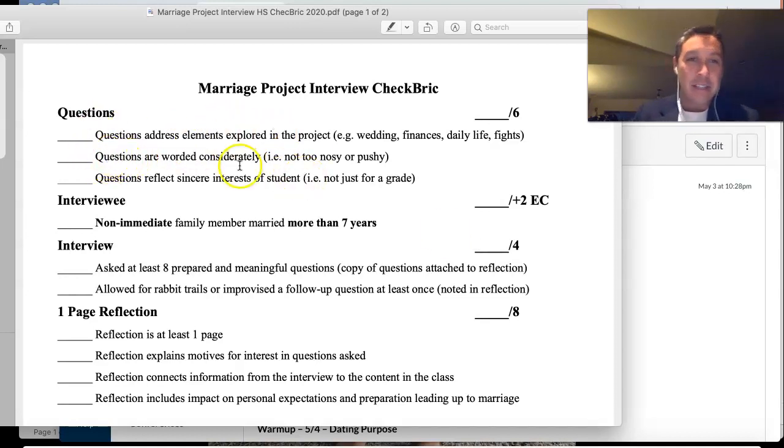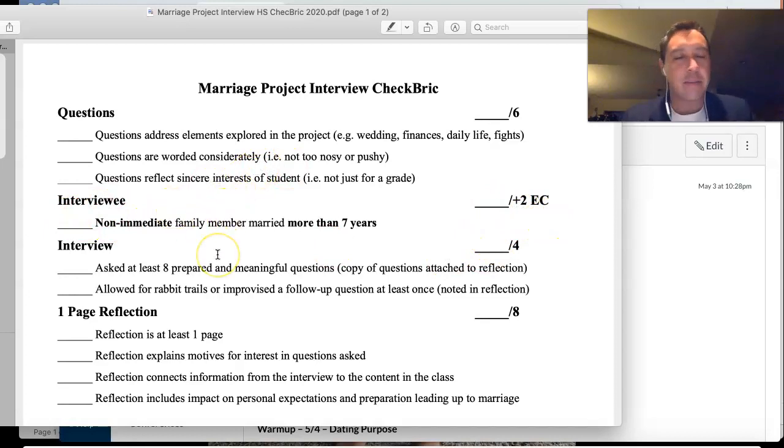The questions are worded considerately. It might not be a good idea, depending on who you're interviewing, to just ask, hey, what's your credit score? Because they might not want to tell you that. So word your questions considerately so that they can volunteer as much information as they want to. Also, questions should reflect sincere interests of the student. So ask questions that you're interested in, not just because I need to get a good grade on this.